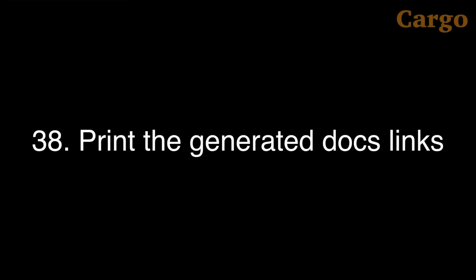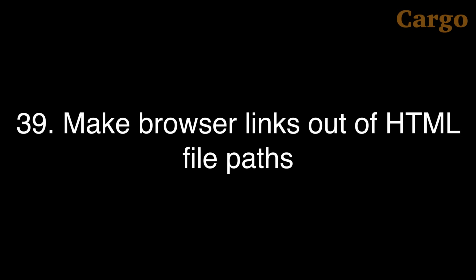This is a step towards introducing cargo script functionality to cargo, where you have a Rust crate in a single file that you can run as if it were an interpreted script like bash, but interpreted by cargo, of course. Number 38. When running cargo doc, the full path to the documentation is now always printed out. This is super nice when combined with the next item, which is number 39.